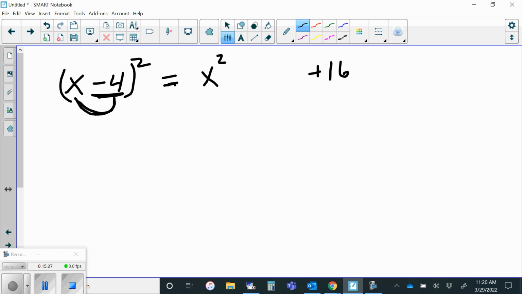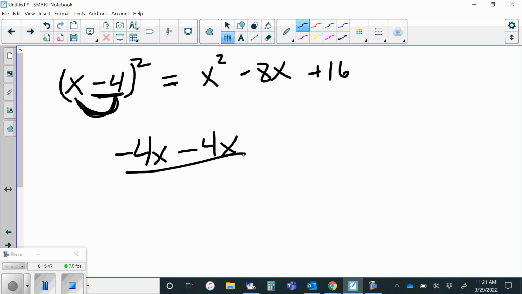But what's the middle one going to be? What's x times negative 4? Negative 4x. And what's negative 4x doubled? Doubled means you have negative 4x and negative 4x. You have a negative 8x total. Does that make sense? Yes or no?